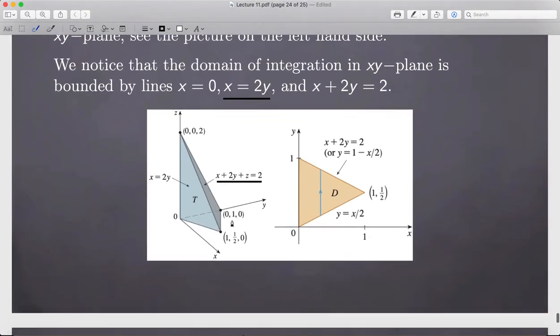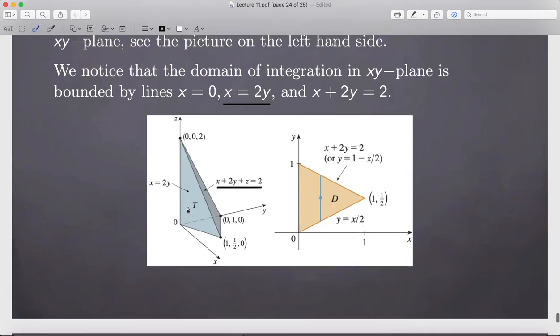So z equal to 0 is telling you that you are in the xy plane, you are not going below that. Okay, so above the xy plane, and this is basically the tetrahedron you are interested in. Okay, and look at all these things.